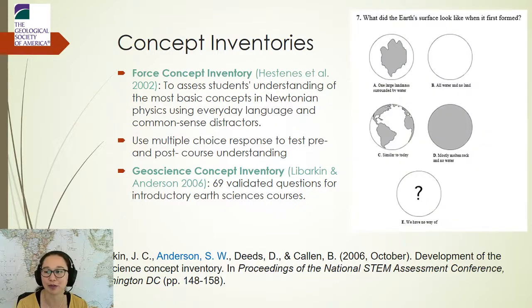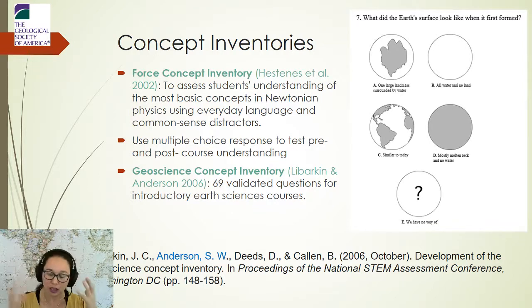This is an example from the geoscience concept inventory, and I love this question. What did the Earth's surface look like when it was first formed? And what is really cool about these images is they're taken directly from student interviews. So these are what students were thinking before they had taken a geoscience class. And you can see that the answers are across the board, from all water, all molten rock and no water, some Pangea type thing, and similar to what we have today.